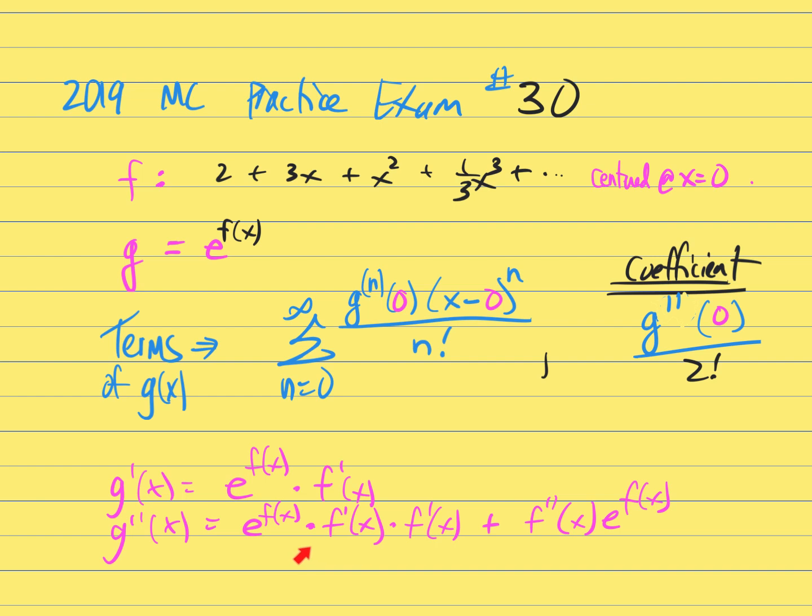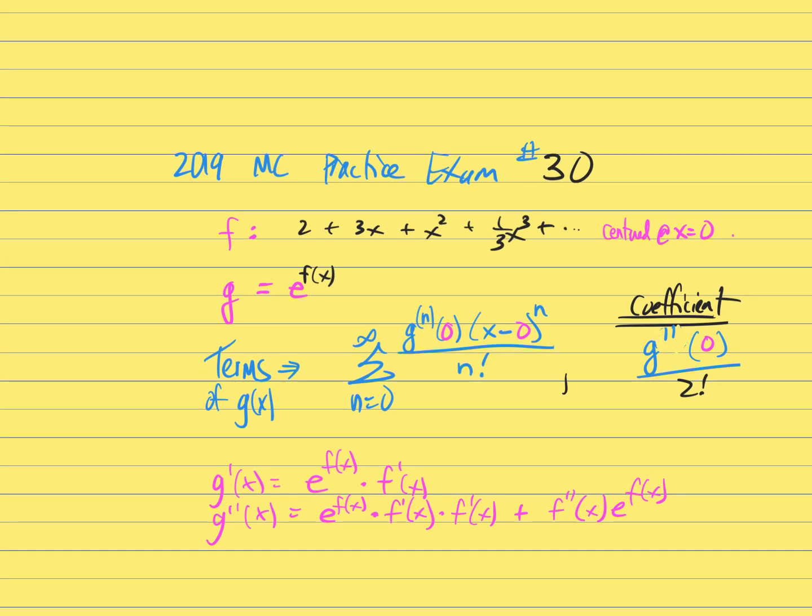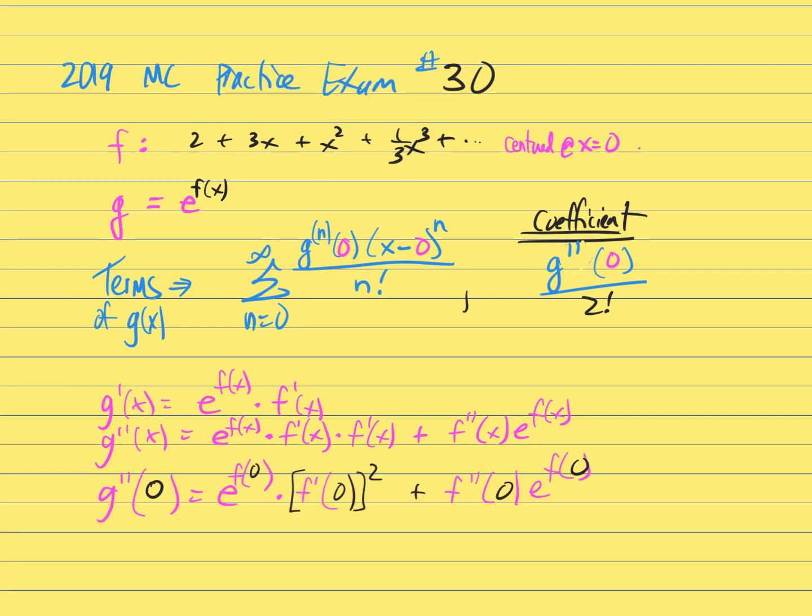Alright, now let's see what this is when x is equal to 0. So we just substitute a 0 in, that's what we need, g double prime of 0, everywhere we see an x. Well, f of 0 is equal to 2 plus 0 plus 0 plus 0. It's just equal to 2. So this is e squared. Then we need f prime of 0.